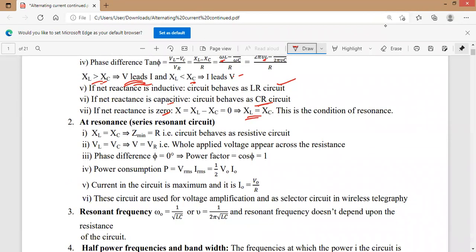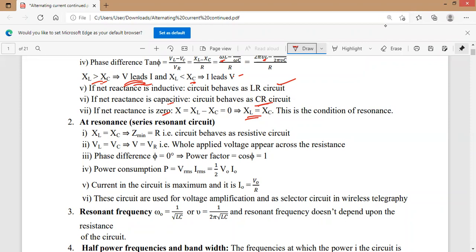At resonance, XL is equal to XC. When XL is equal to XC, the impedance becomes minimum, equal to the resistance of the circuit. Therefore, the LCR circuit behaves like a resistive circuit at resonance. So when XL is equal to XC, VL is equal to VC, or V is equal to VR.